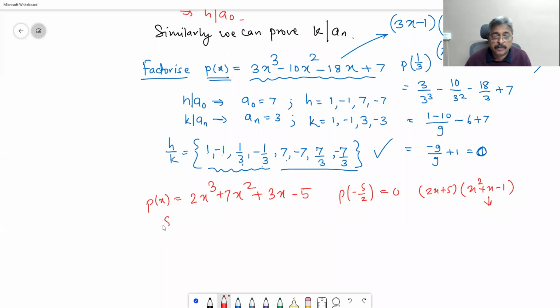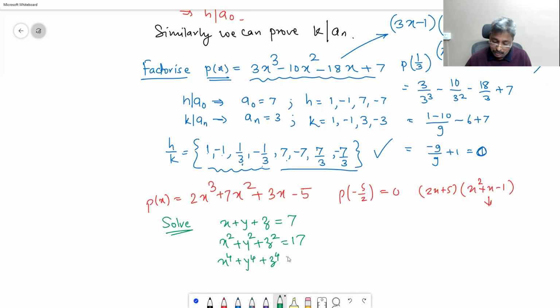Solve simultaneously. x plus y plus z equal to 7. x square plus y square plus z square is equal to 17. And x fourth plus y fourth plus z fourth is equal to 130. Get me all possible ordered triples which will satisfy these three simultaneous equations.